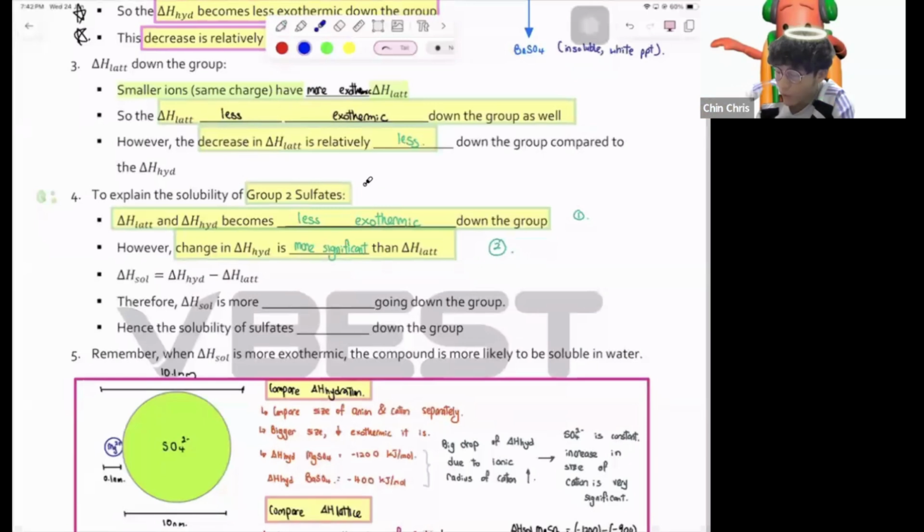So guys, recall the formula. If you sub it in, my delta H solution is more positive going down. Highlight this part: delta H solution is more positive going down the group. Third mark. Hence, solubility of sulfates decreases down the group. Done. Clear?